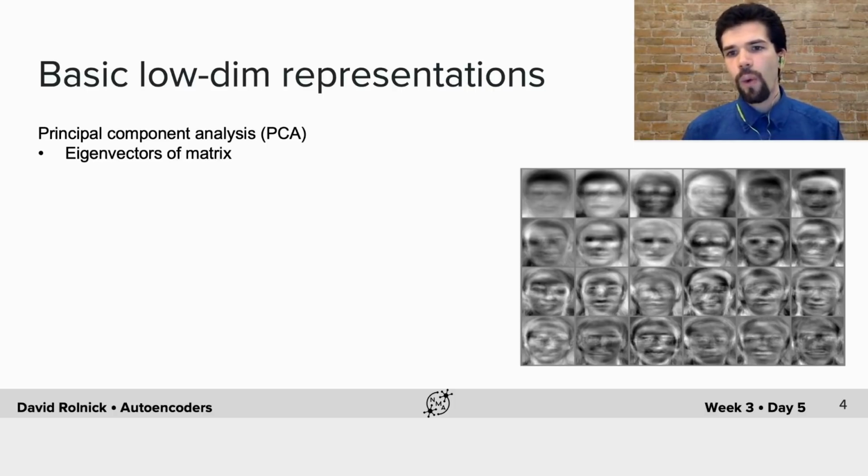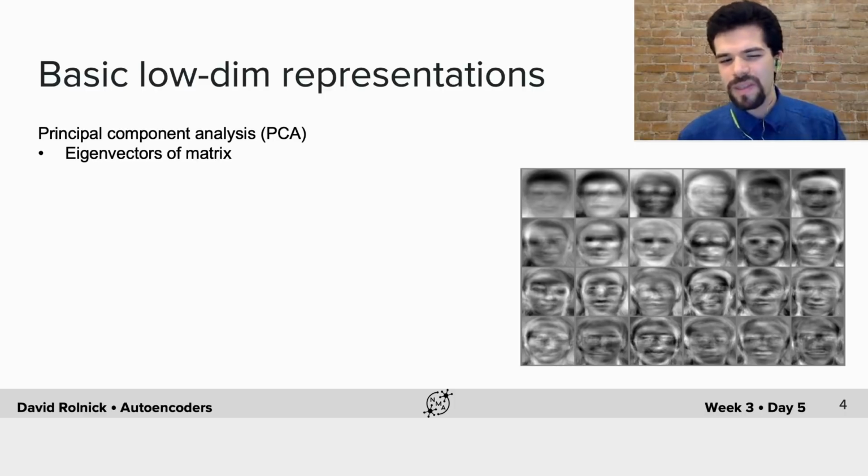And what it means for these to be principal components is that you can approximate any human face as a linear combination of these eigenfaces. So you could say that a human face is 0.8 times one of these plus 0.1 times another minus 0.3 times a third, for example.